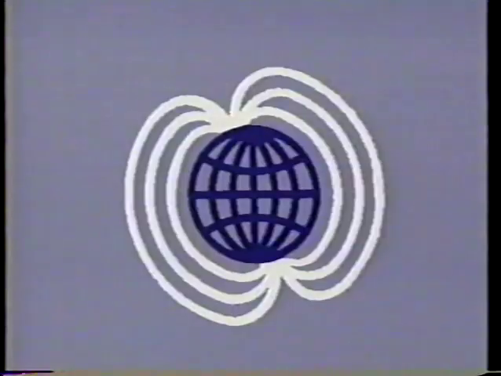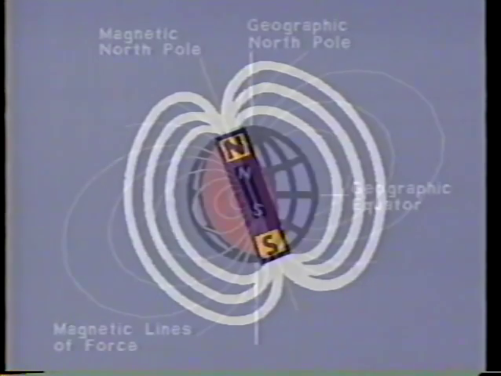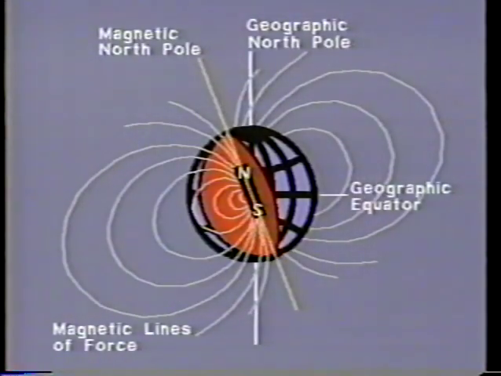Unlike the heading indicator, which is governed by the rigidity and space qualities of a gyro, the magnetic compass is always oriented to the Earth's magnetic field. The lines of the Earth's magnetic force run generally parallel to the Earth's surface between the north and south magnetic poles. The north-seeking end of a free-floating magnet, such as in an airplane, will always point directly to the magnetic north pole, parallel to the lines of magnetic force.